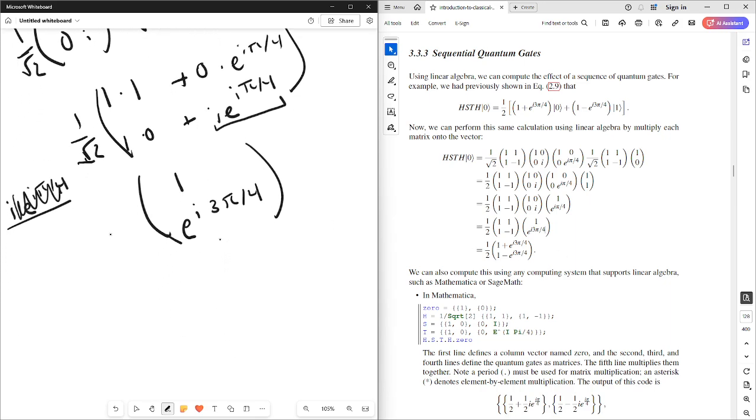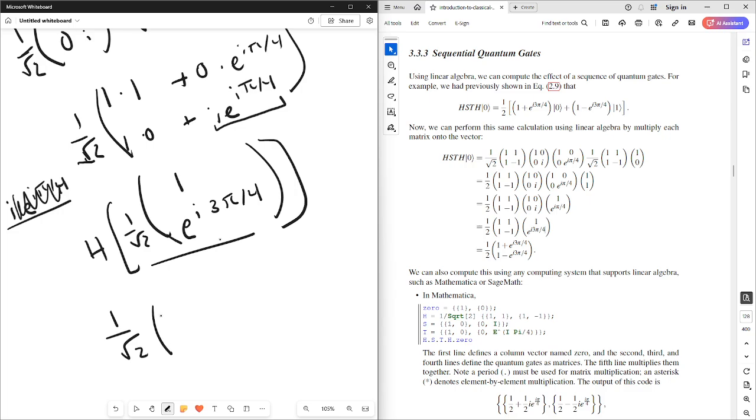Finally, we'll apply the H gate to these amplitudes. We know that the H gate is 1 over square root of 2, times 1, 1, 1, negative 1.